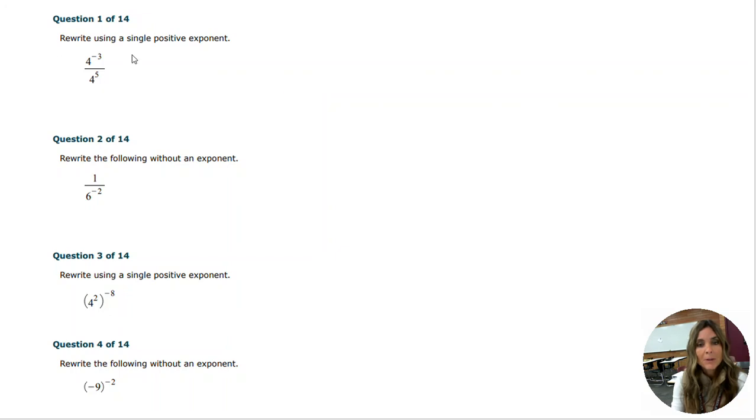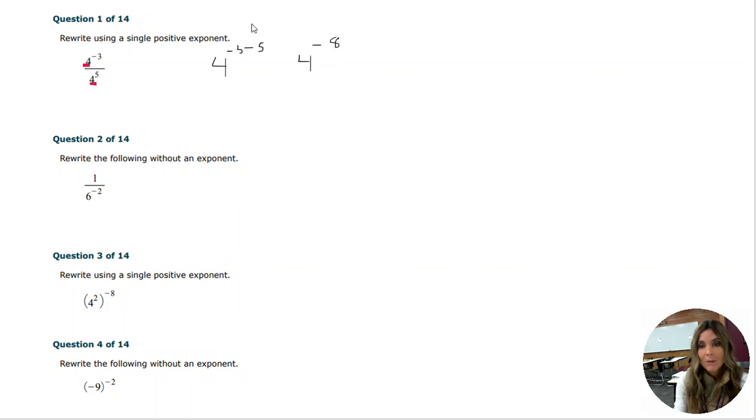So here we go. It says rewrite using a single positive exponent. So this is a situation where we are dividing like bases, okay? You can see that we have a division, you can see that this base is 4 and that this base is 4. So you know that the rule is when you're dividing like bases, you keep the base the same and then you subtract the exponents. So this is going to be 4 to the negative 3 subtract 5, which gives us 4 to the negative 8.